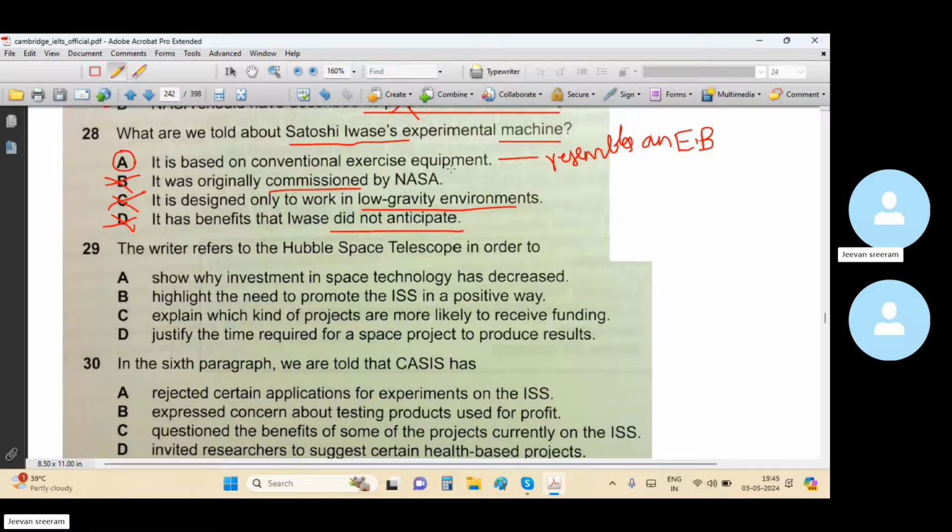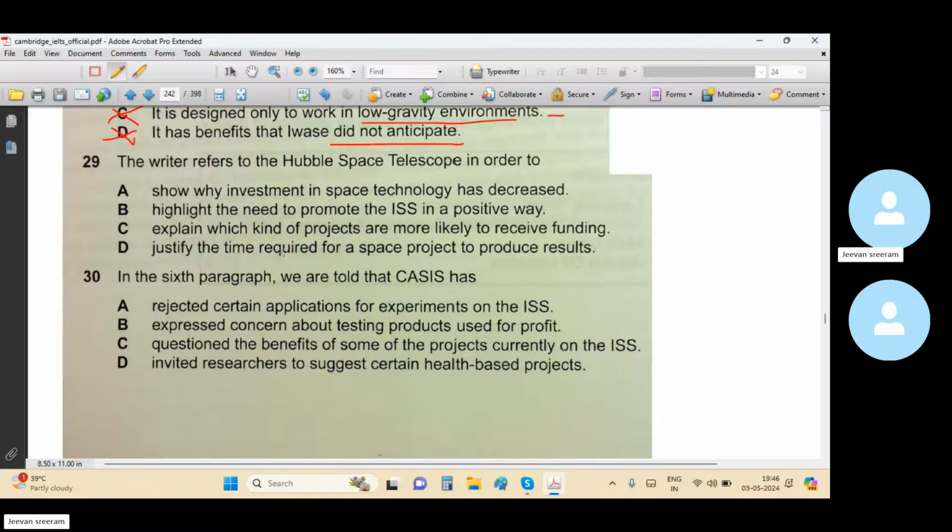And why not B, C, D? We have just discussed. B is not correct as there is no information suggesting that NASA requested the machine's development. C is incorrect because the paragraph in which you have found related information doesn't say it is exclusively for low gravity environments. It describes its purpose in such a setting, but does not exclude its potential use elsewhere. D is wrong because the second paragraph makes no mention of any unexpected or unanticipated benefits of the machine. Right. Next.